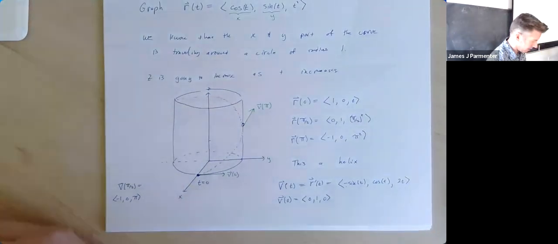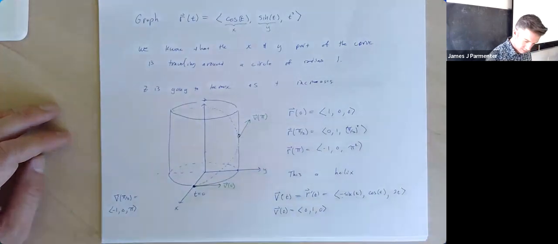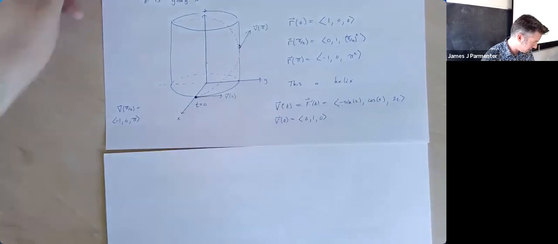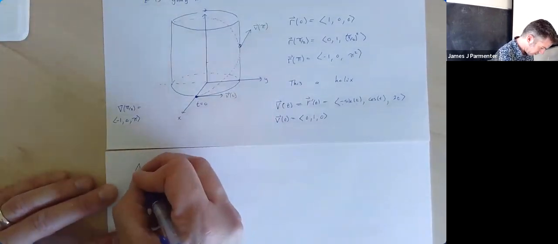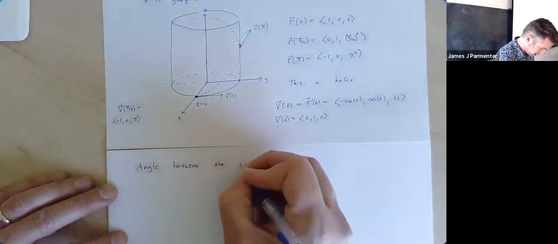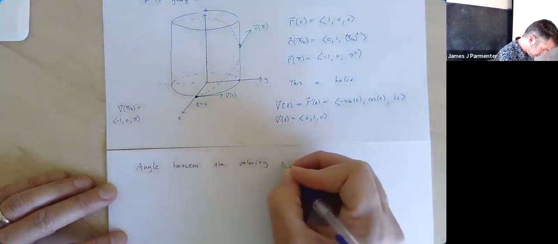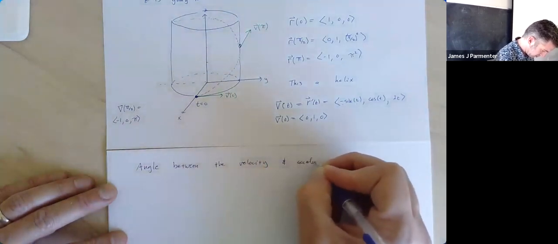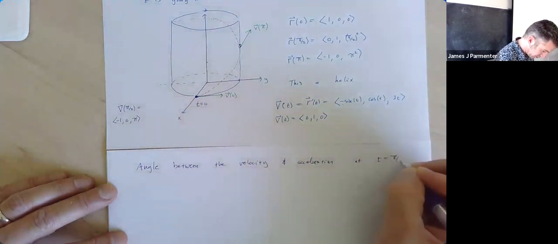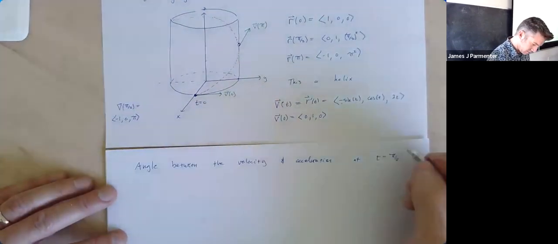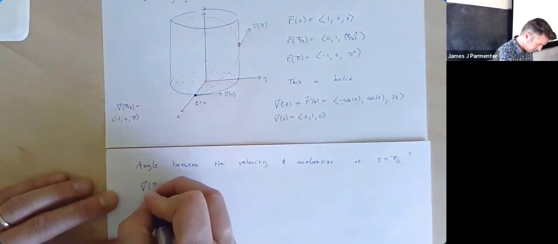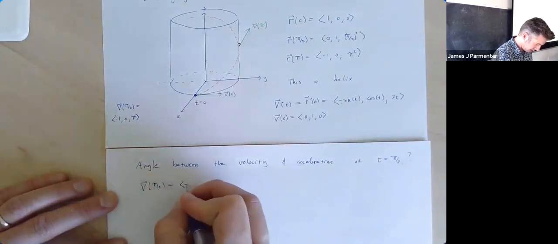Okay, let's do something interesting. I think it's all interesting, but let's continue with this question. Let's ask ourselves, what's the angle between the velocity vector and the acceleration vector, which we haven't found yet, at time equal to pi over 2? Well, we already found the velocity vector at pi over 2. We can write it again. V of pi over 2 is -1, 0, pi.